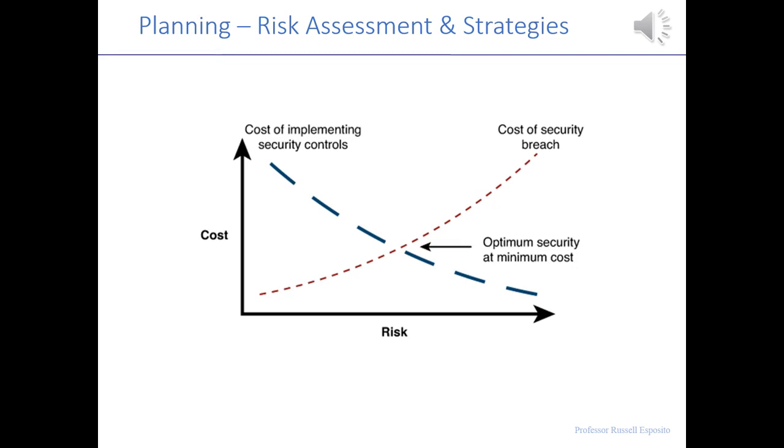If your cost is going to be low and your investments are low in security, that's the red dotted line. If you're low on the y-axis, well, then your risk on the x-axis is going to be high.